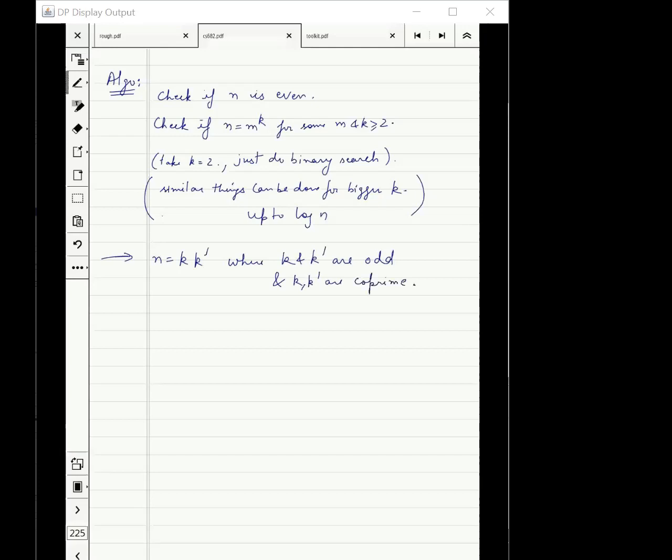In other words, there are at least 2 prime factors of n. Since n is not equal to m to the power k, it is composite. That means it has at least 2 different prime factors, and separating them out, I can write n as k times k prime. Both of them are odd, both of them are co-prime. Just to remind you, co-prime means they do not share a common factor.